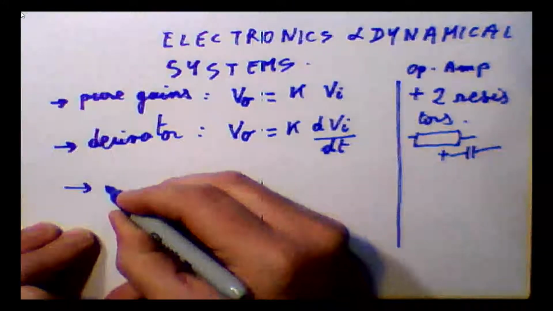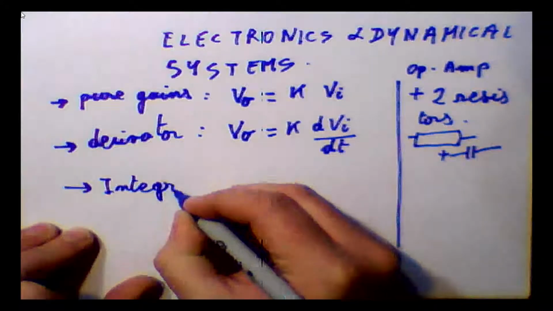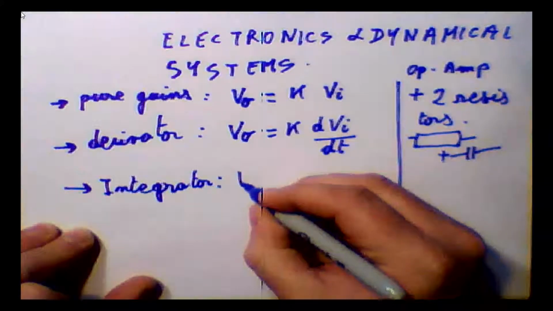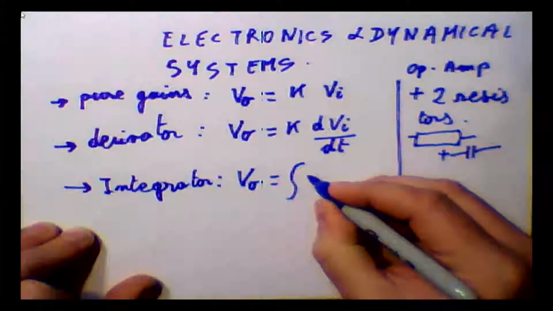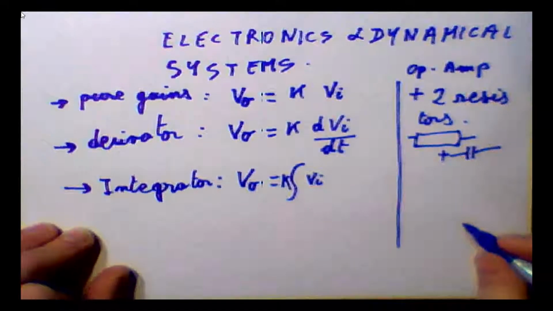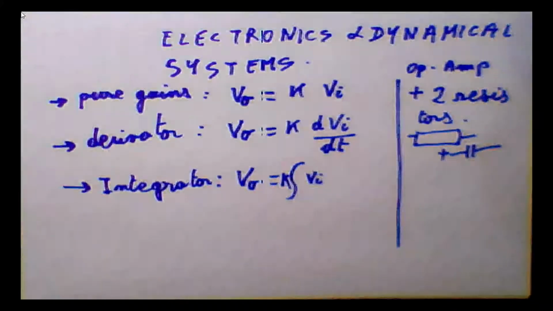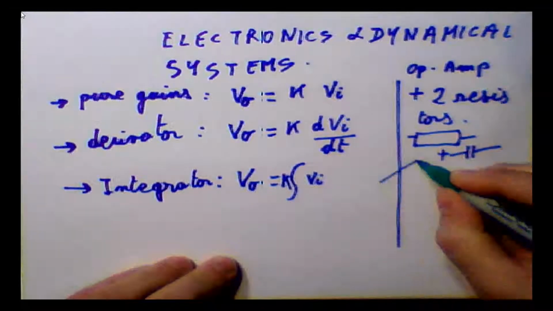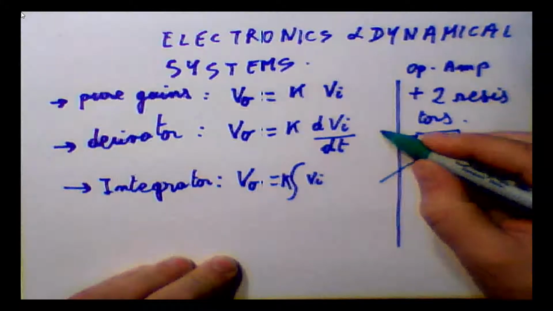We also have realized an integrator. The output is equal to the integral of the input, possibly preceded by a gain K. Again, this realization is done by means of an op-amp plus a resistor plus a condensator.